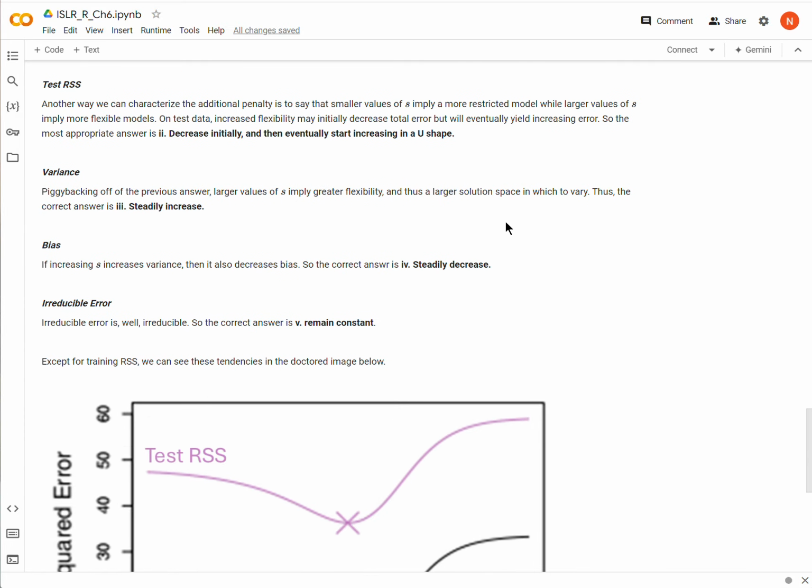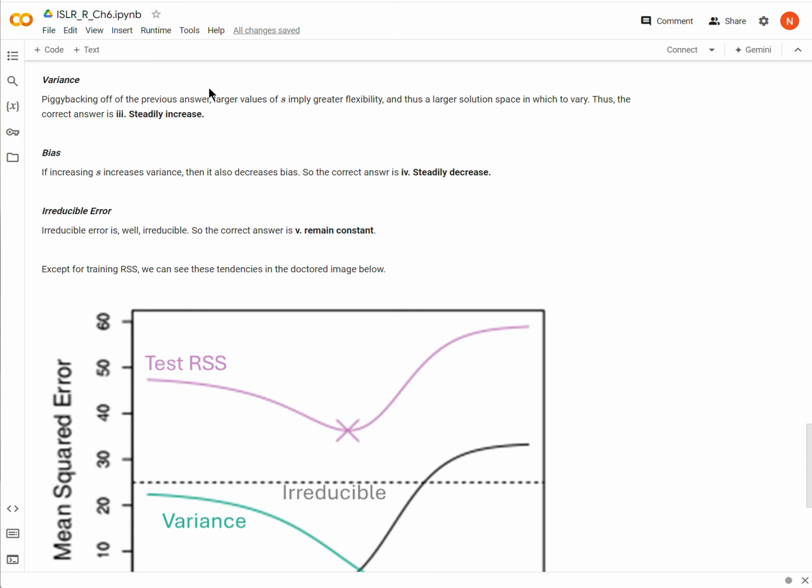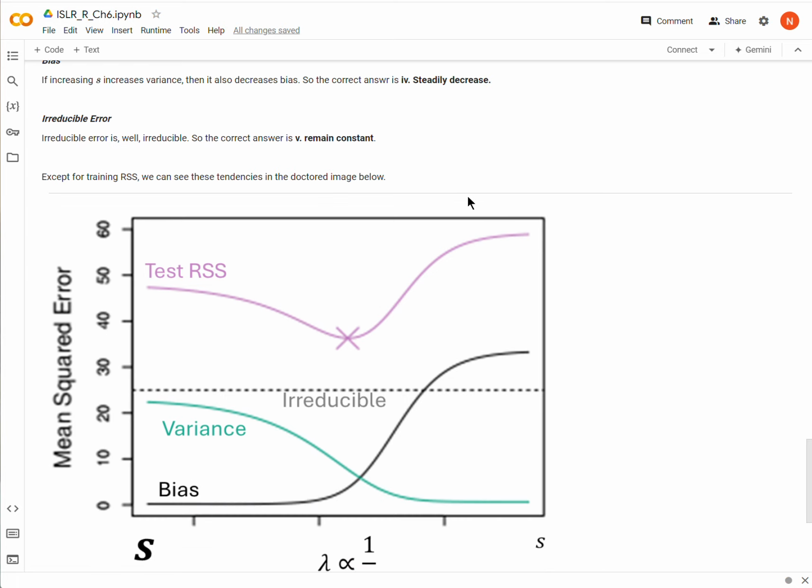Now, what about bias? Well, this is basically the reverse of variance, because of the bias-variance trade-off. As s gets smaller, we are imposing larger and larger constraints. So as I go from big S to little s, in other words, constraining the solution space more and more, the bias will increase. And finally, irreducible error is the error that is not reducible, and so it just remains constant.